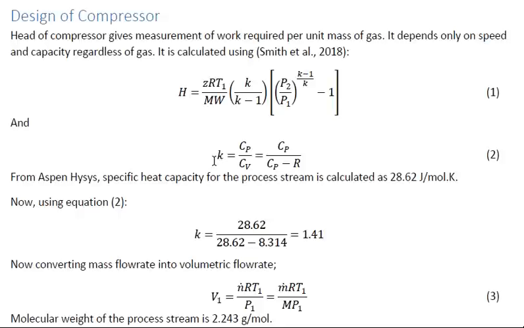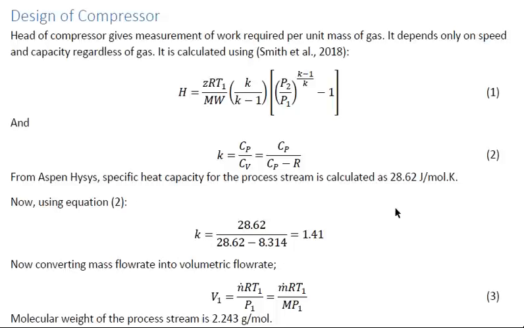First of all, let's find the value of K. K is determined using Cp over Cv, and since we can write Cv as Cp minus R, once you find the Cp value, you can find the K value. I have taken this Cp value from Aspen HYSYS. You can use any other sources like empirical correlations, or you can find it in literature.